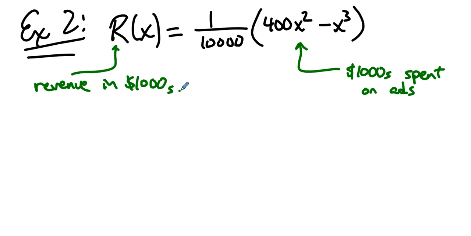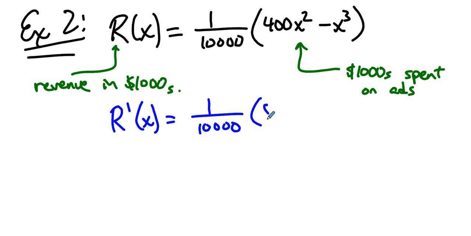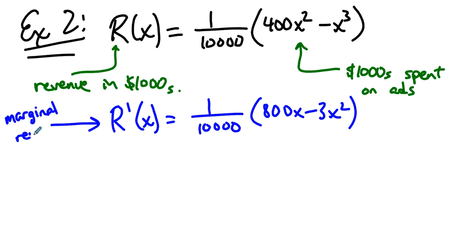Okay, so we have this R function, this revenue function. Well, we can do things with that. We can find R prime, and R prime is just going to be the derivative of R, right? This is marginal revenue. And marginal revenue is the function that tells us if we make one more thing, how much more revenue do we get?